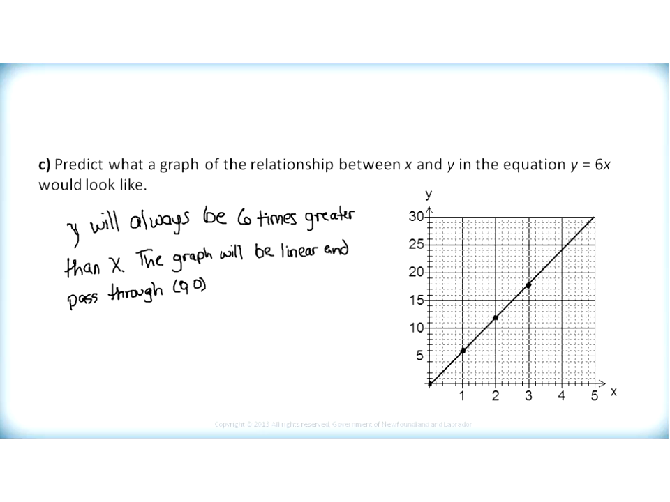Now using this, I can also predict, it doesn't ask, but I can predict what my next couple of points would be. When x is equal to 4, y should be right here. So y would be 24. And when x is equal to 5, it's right up here, y is going to be 30. So I can extend this even further, but we can definitely see the common relationship here between our x and our y values. Y is always 6 times greater than x.